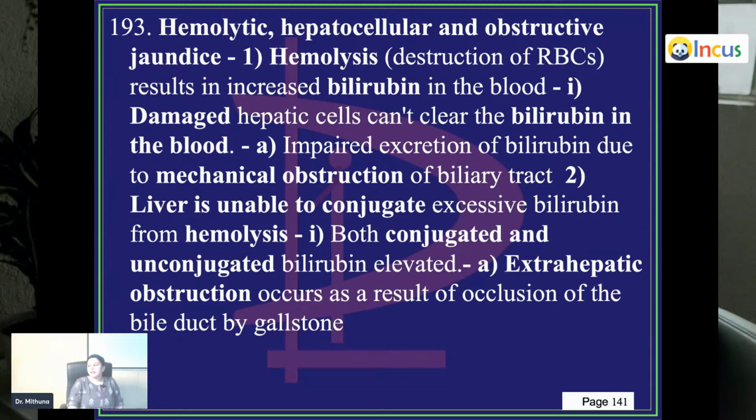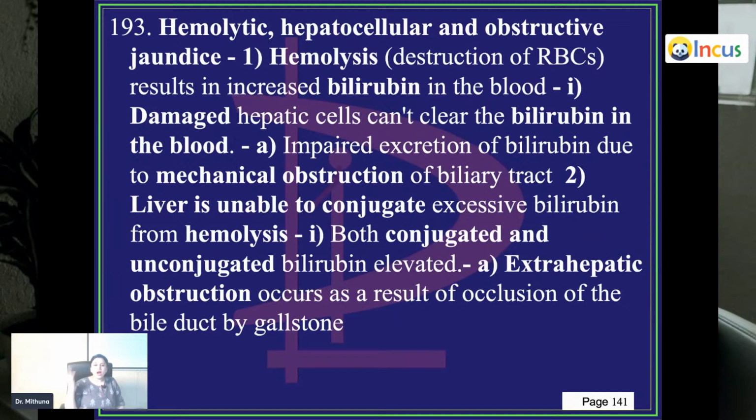So impaired excretion of the bilirubin due to mechanical obstruction of the biliary tract, that is obstructive jaundice. Liver is unable to conjugate excessive bilirubin from hemolysis. So whenever you have hemolysis, दोनों रहते हैं. You have both conjugated and you have unconjugated. Okay. Extrahepatic obstruction में क्या होता है?